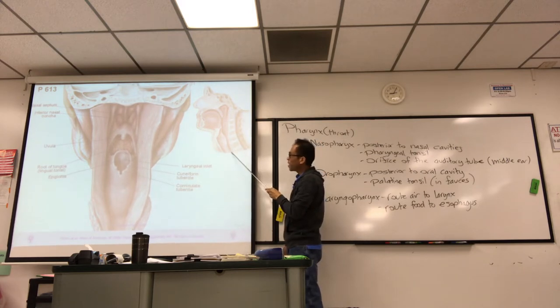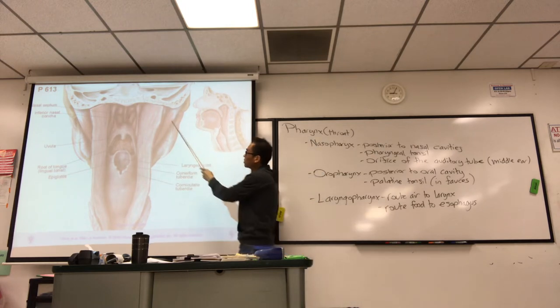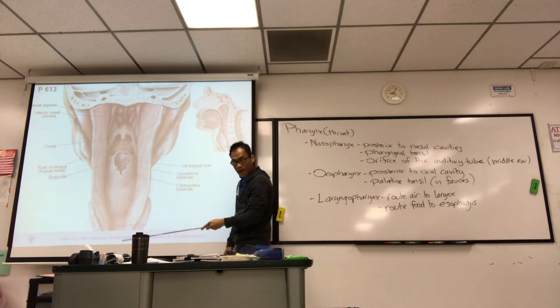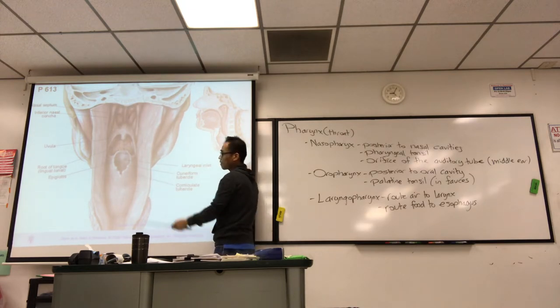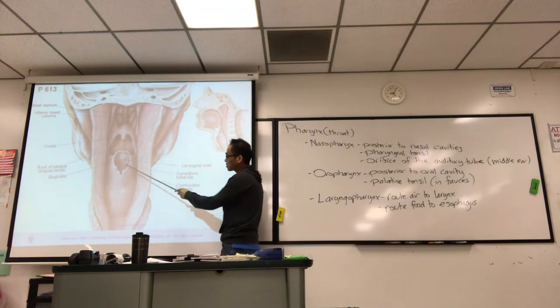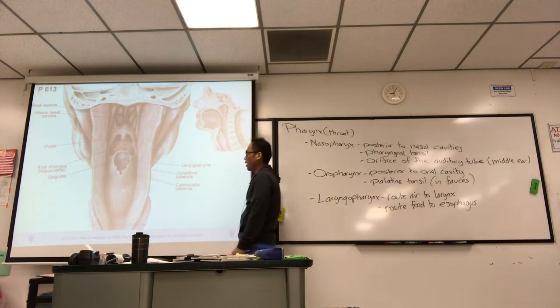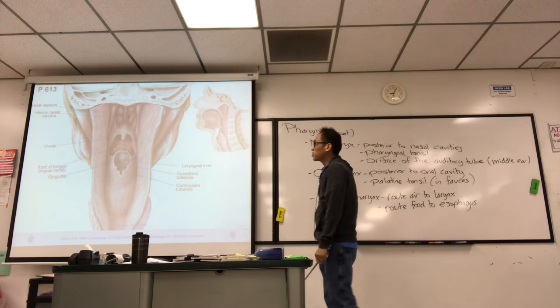Once you've done that, you have access to the pharynx, which they just cut open here. And once you do that, you can see the larynx right there. This laryngeal inlet is how you route air into the larynx. That's what you're looking at there.